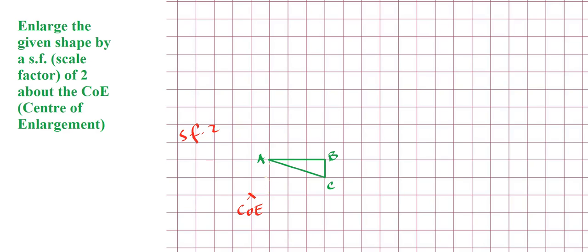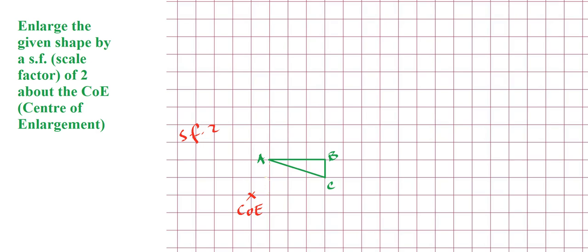Okay, so this particular problem is asking us to enlarge the given shape, so we'll go with triangle ABC, by a scale factor of 2 about the center of enlargement, the CoE. So here's our center of enlargement right here, this point right here. That's our center of enlargement. That's the point from which we'll do all our calculations or our counting.